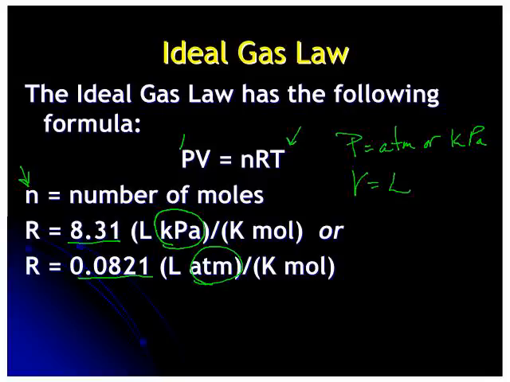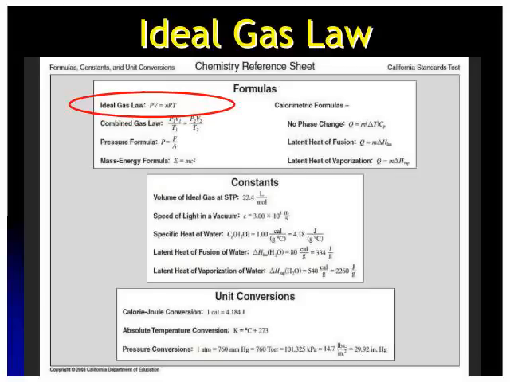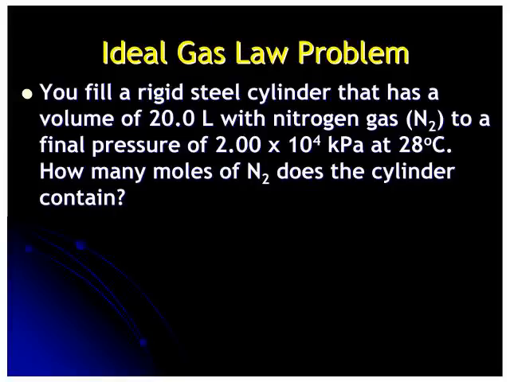Volume has to be in liters, always. N is measured in moles. R is those constants there. It's known as the ideal gas constant. And T has to be in Kelvin for these problems. Okay, so you'll see on the back of your periodic table, you've got the ideal gas law. It does not have R written down, the R constant, so R would have to be given to you as part of the problem.